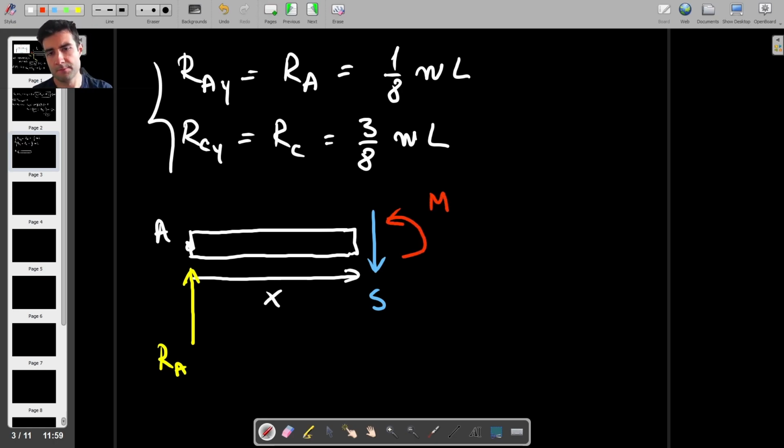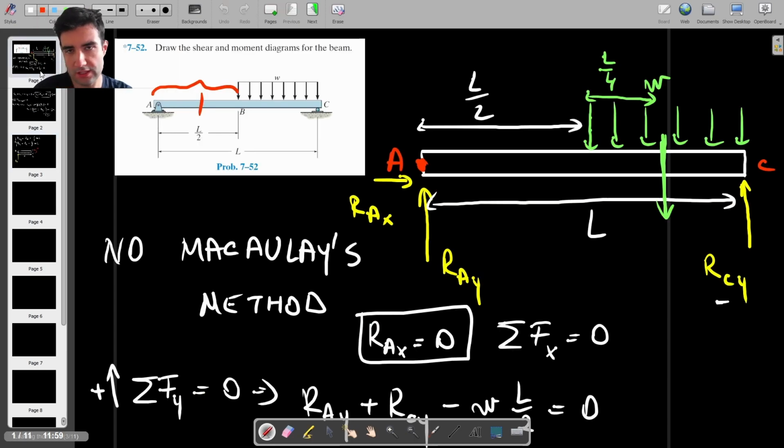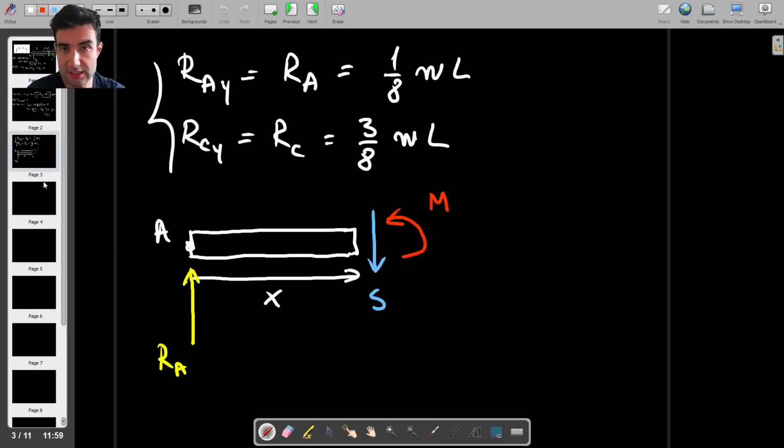So essentially, I took that imaginary cut on the left-hand side, and I replaced everything else with an internal shear force and an internal bending moment, and now we just have to find what those are. Also, the reason why I drew the shear force down and the bending moment counterclockwise on that right hand side of the beam is because that's what I consider to be the convention. So let's actually do that. Let's find the shear force.